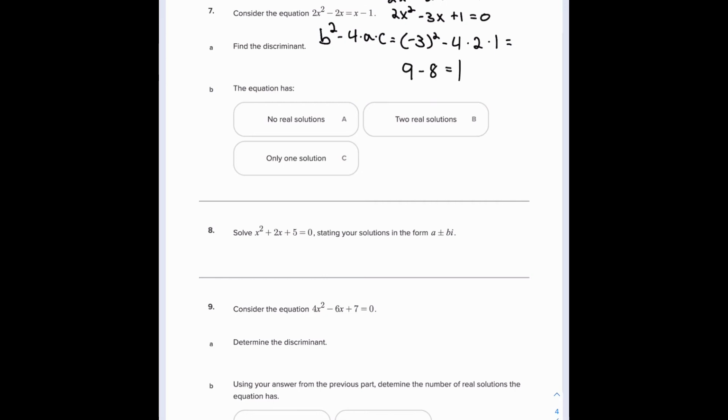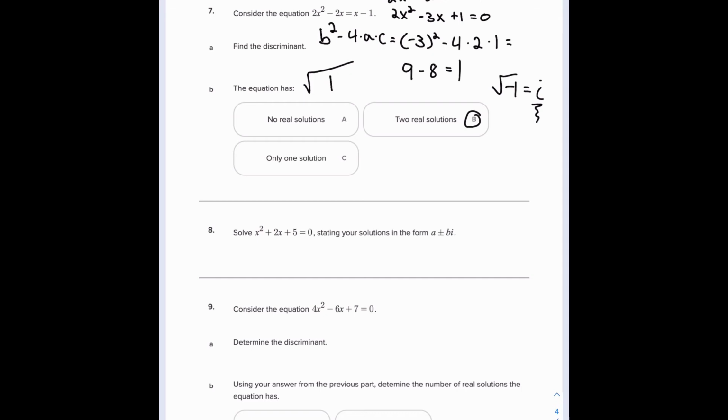So what can we say about this number? Well, this is a positive number. And so when we think about how many solutions this equation will have, we know that b squared minus 4ac goes under a radical. So if it's a positive number not equal to 0, we're going to have 2 real solutions. If it was a negative number, say negative 1, we're going to have imaginary solutions because we're going to have an i.